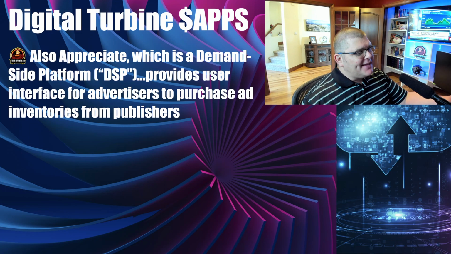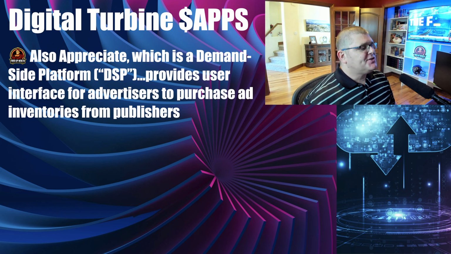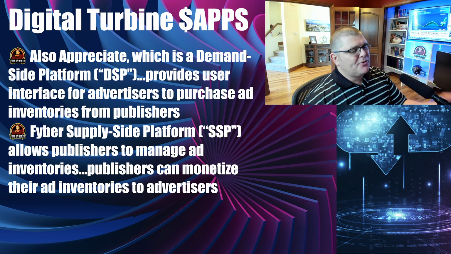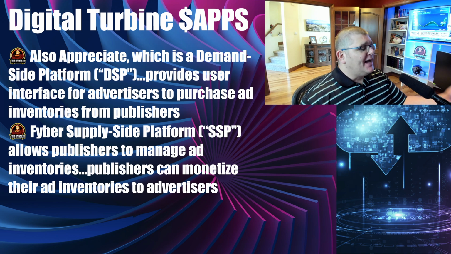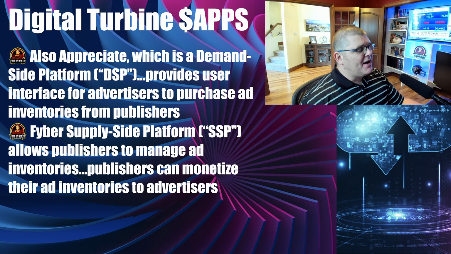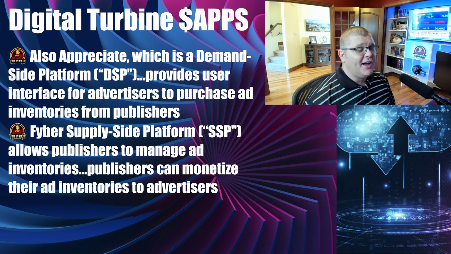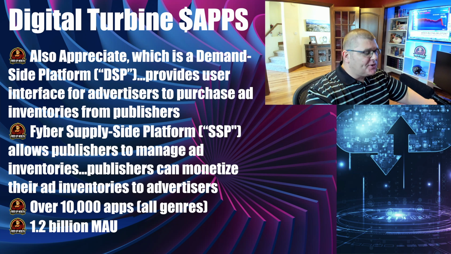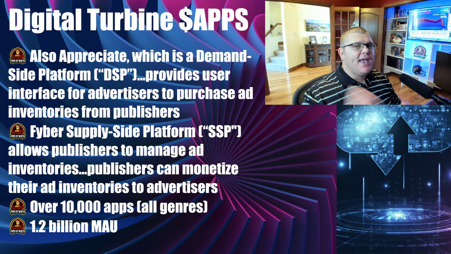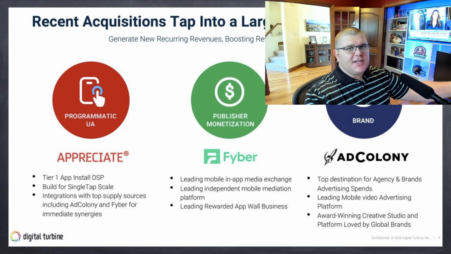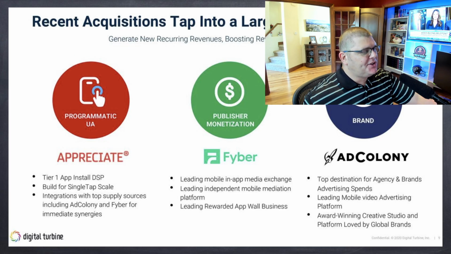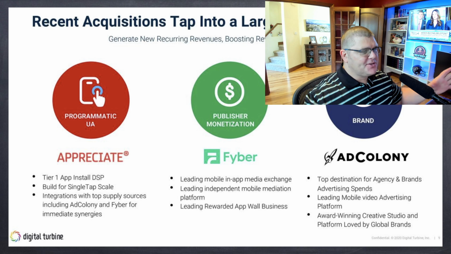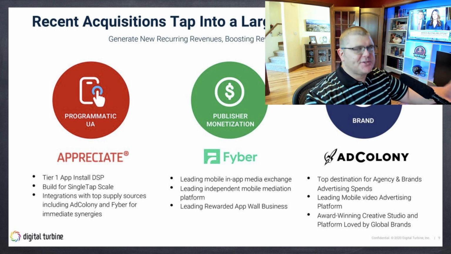Also, Appreciate, which is a demand-side platform or DSP that we mentioned earlier, provides a user interface for advertisers to purchase ad inventories from publishers. And then the Fiber supply-side platform, SSP, we talked about both of these earlier, allows publishers to manage ad inventories. Publishers can monetize their ad inventories to advertisers. So lots going on there. I hope you caught it all. So over 10,000 apps, all genres, not just games, but also work-related applications, and then 1.2 billion MAU, or monthly active users. So this slide really paints a good picture of what's going on. So you got Appreciate, you got the programmatic UA, you got the publisher monetization with Fiber, and then you got the Ad Colony. And those are kind of the three pieces. I'll show you a couple other slides that help put that together as well.